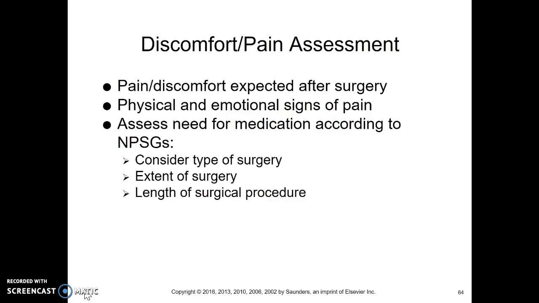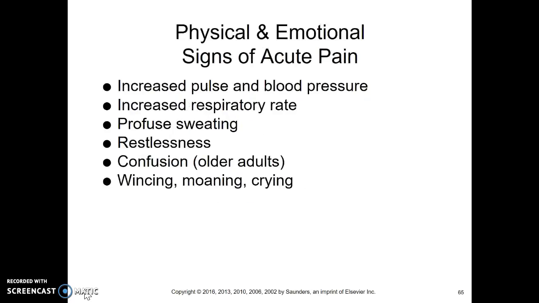Pain we've already talked about, but according to National Patient Safety Goals, medication needs to be provided based on the extent of the surgery, the type of surgery, and really the length of the surgical procedure, meaning that we should be using that World Health Organization grid in terms of severity of pain based on the surgical procedure. And again, we have to manage some of the emotional signs of pain as well.